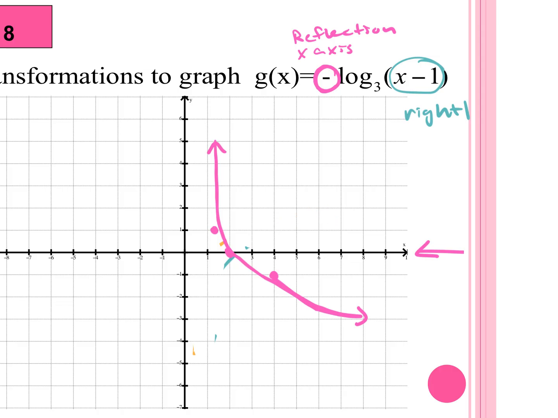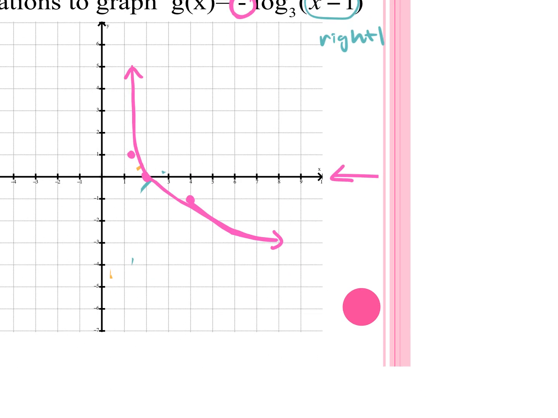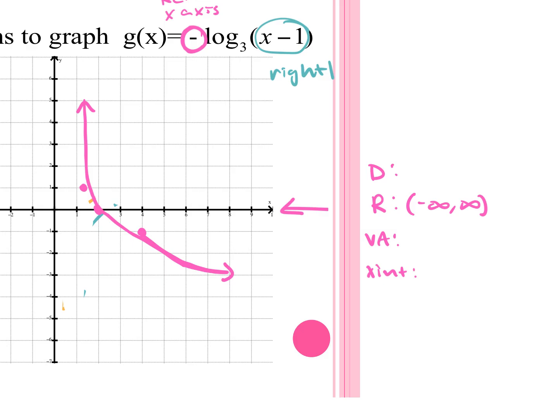So let's find all of our important information now. Let's find our domain, range, our vertical asymptote, and x-intercept. Start with the range. What would our range be? Negative infinity to positive infinity, always for your log graphs. How would we find the domain and the vertical asymptote?